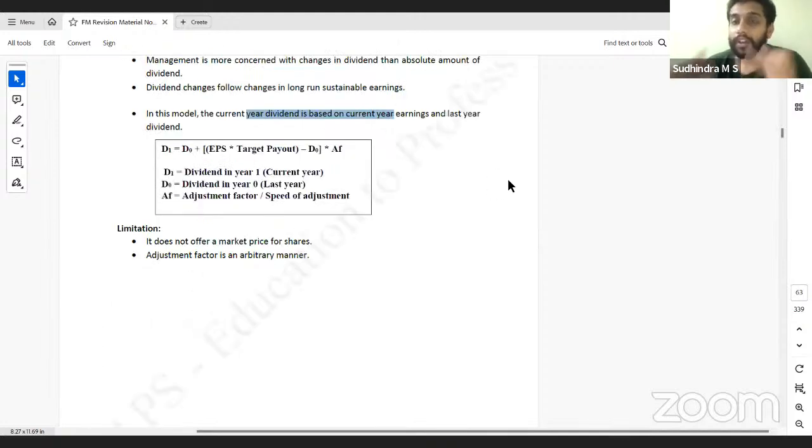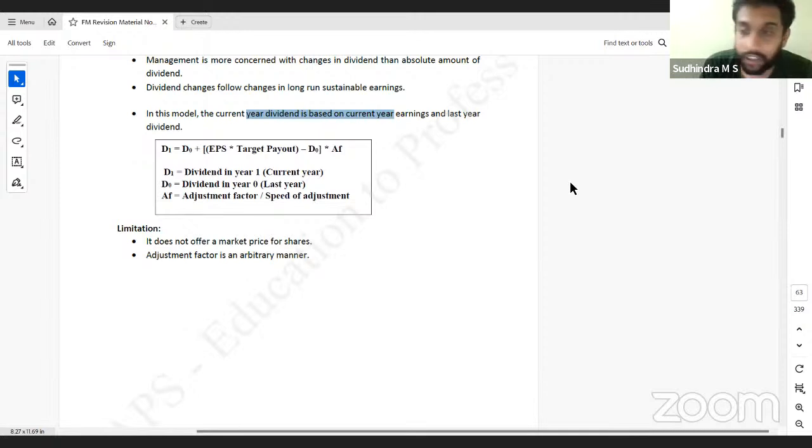Okay, these are the concepts. So first we discussed Walter's model, Gordon's model, Modigliani and Miller approach, then Graham and Dodd, lastly Lintner's. In Walter's model, what was the focus on? Focus on retained earnings. (D plus R by KE into (E minus D)) divided by KE.